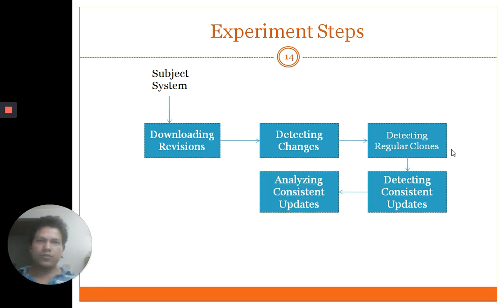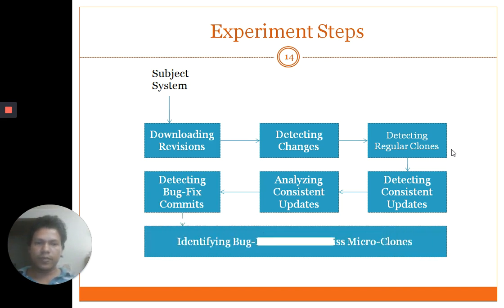We analyze these consistent updates to determine which updates occurred in regular code clones, which updates occurred in exact microclones, and which ones in nearest microclones. We then detect the bugfix commit operations from the entire evolutionary history of our subject system. And we finally determine which consistent updates occurred in which of the bugfix commit operations.